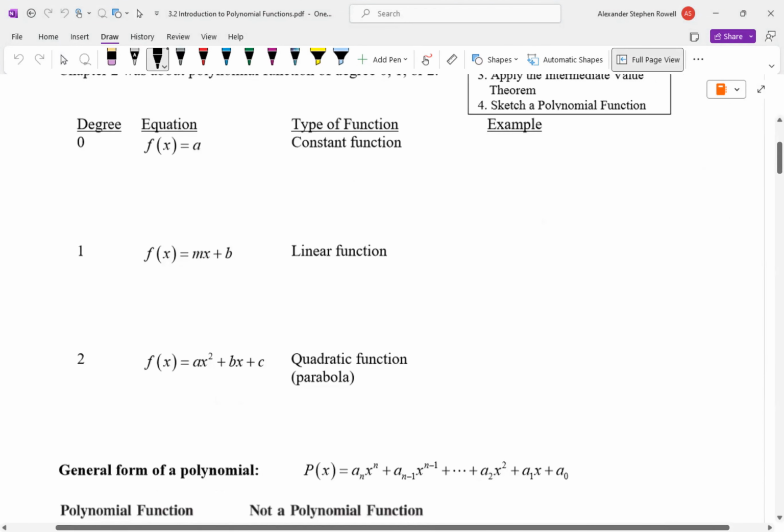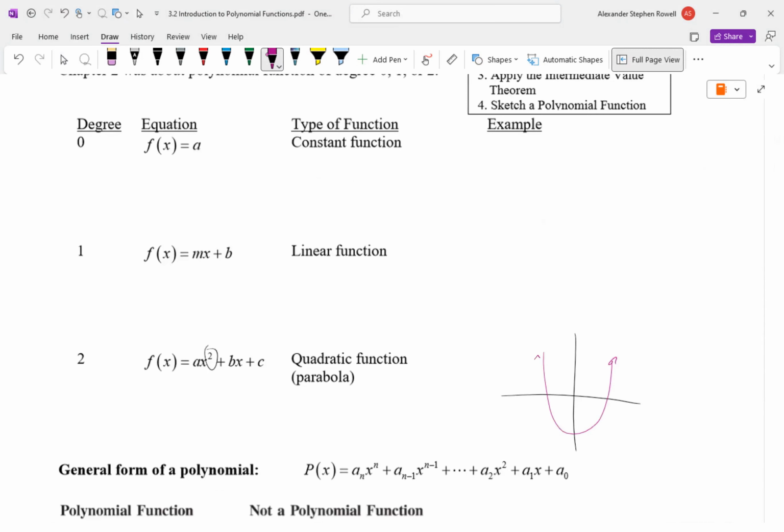Okay, so a quadratic function we know how to recognize now as squared, and these look like U's. This is a polynomial, and we say it's a polynomial of degree 2. Linear functions look like straight lines, and these are polynomials of what degree? Degree is the exponent, degree 1.